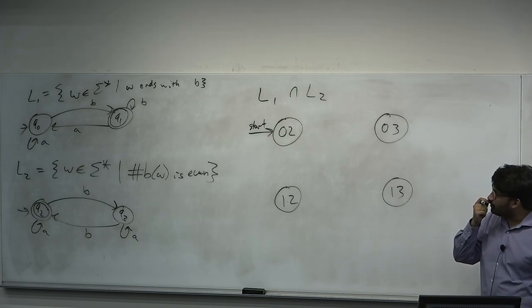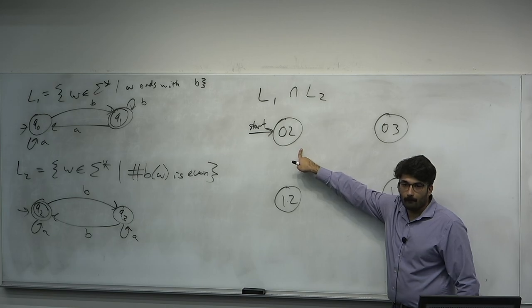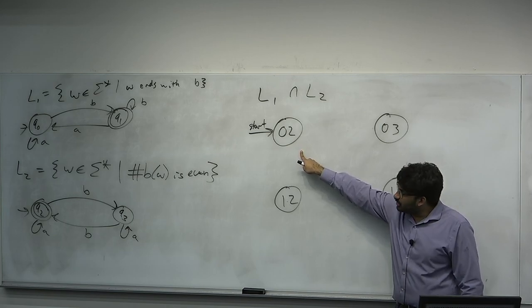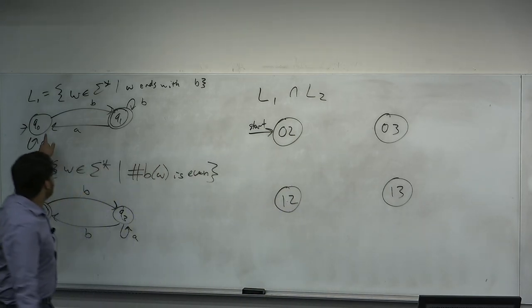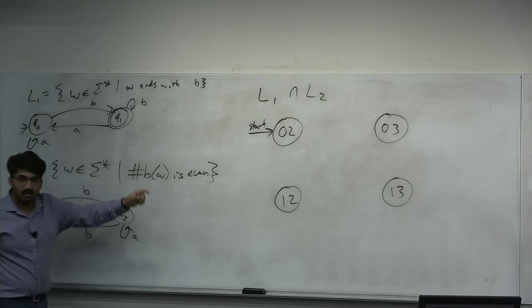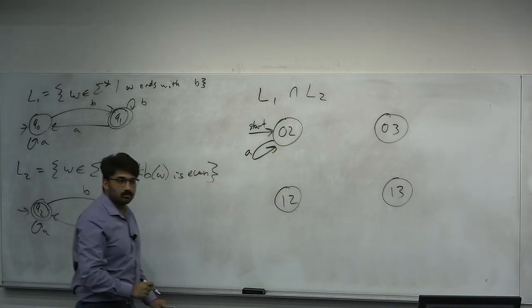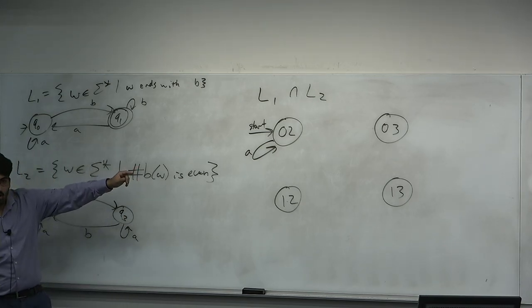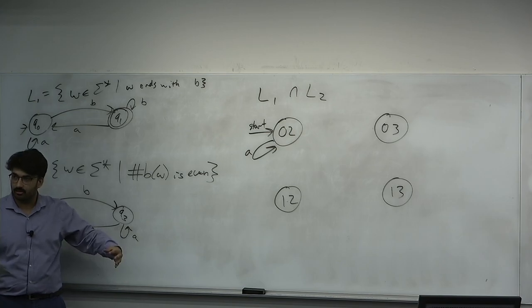Let's do the transitions, and then we'll talk about the final states in a second. If you're at 0,2 and you see an A, where do you go? You want to go wherever you'll see an A in both, right? If you were in this one and you saw an A, you stayed in Q0. If you were in this one and you saw an A, you stayed in Q2. So if you're in 0,2 and you see an A, you stay. Do we understand that?